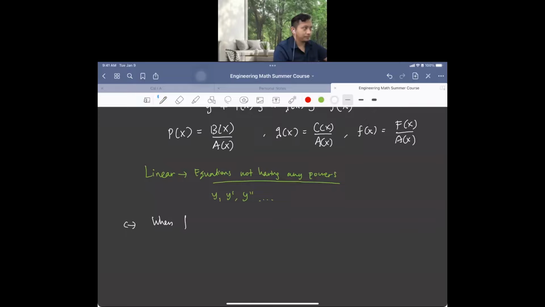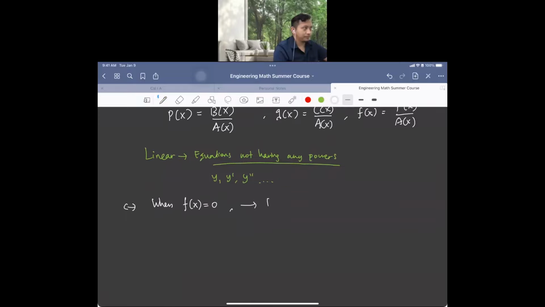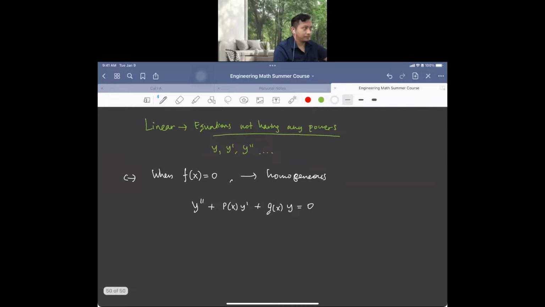So another case, if you remember, when we have f of x equal to 0, we call this homogeneous, right? Homogeneous. So y double prime plus p of x y prime plus q of x y is equal to 0.